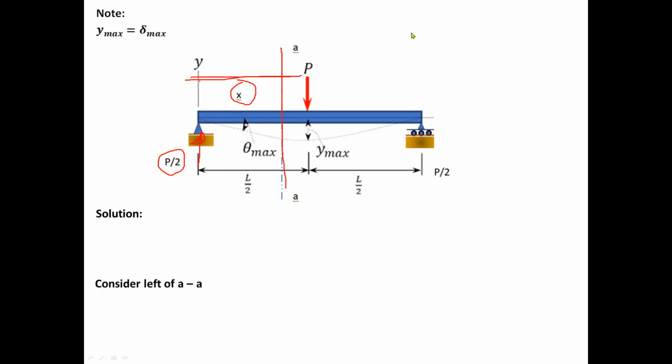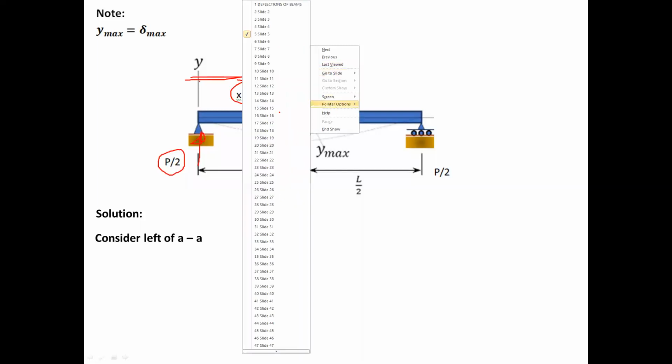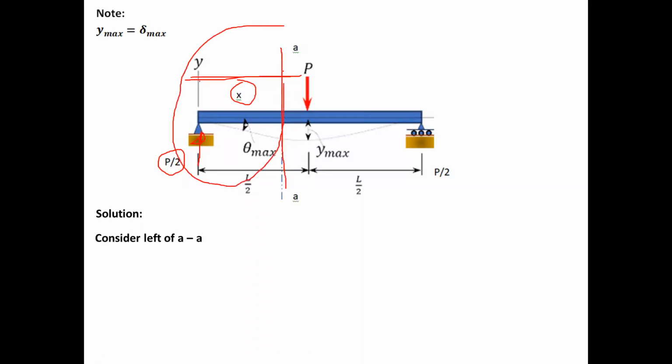For our solution, considering the left of AA, the cutting section of AA, so ibig sabihin sa left, ito yung kino-consider nating portion, no? Left of AA, ito. Yan lang. So, moment is equals to P over 2 times X.